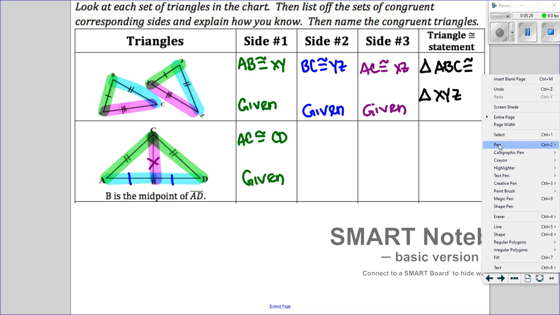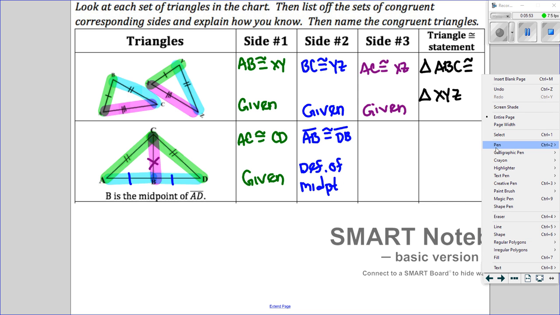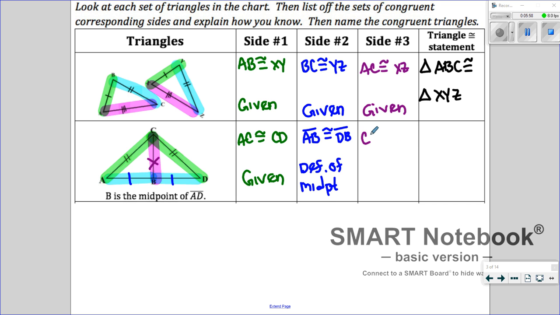Then the next one is going to be AB is congruent to DB because of the definition of midpoint. That's the reason. They give us that B is the midpoint of AD, and this is based off the definition of midpoint. And then CB is congruent to CB, and it's because of the reflexive property. I'm going to abbreviate that.